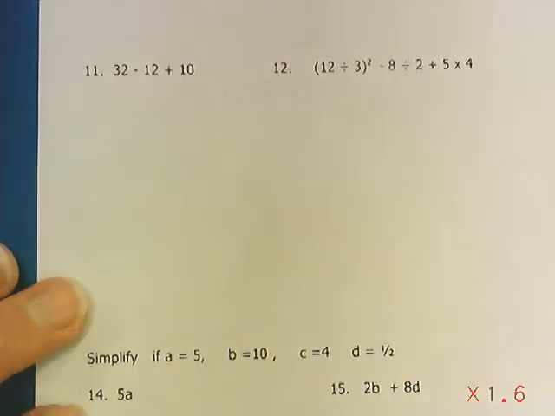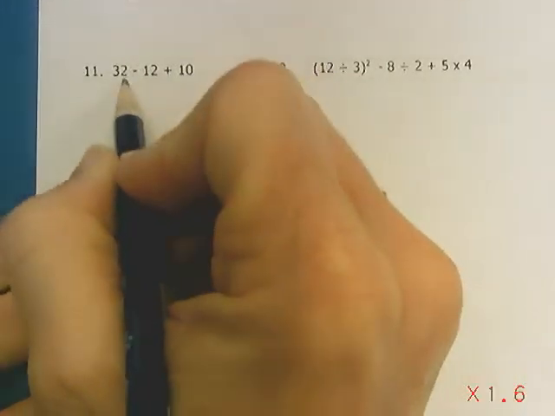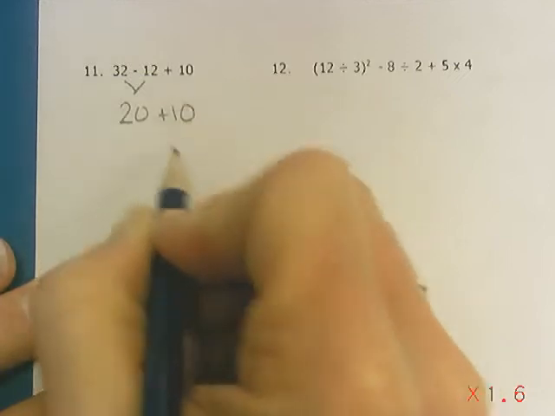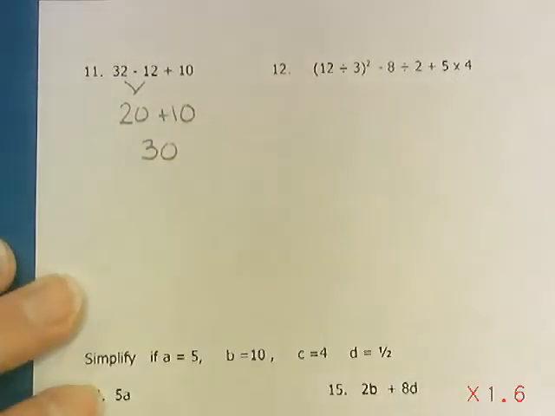Number 11. Again, only addition and subtraction here, so we're going to move from left to right. 32 minus 12 is 20. And 20 plus 10 is 30.